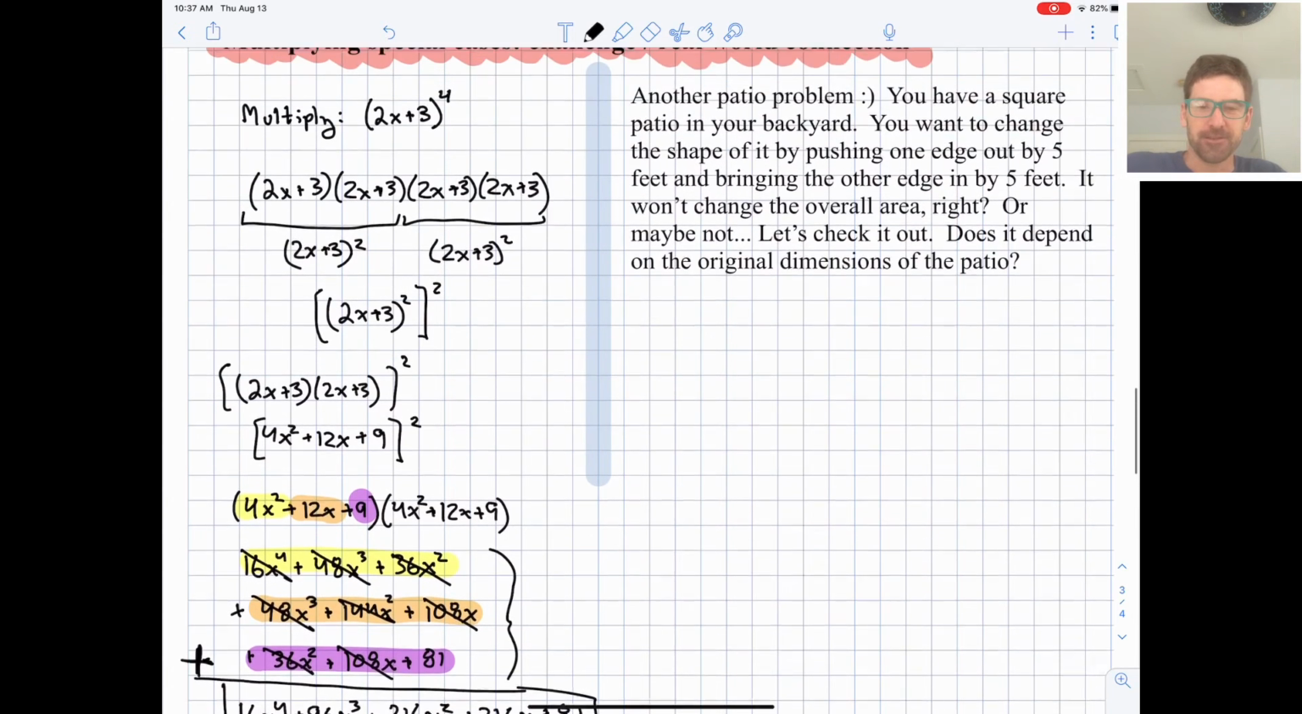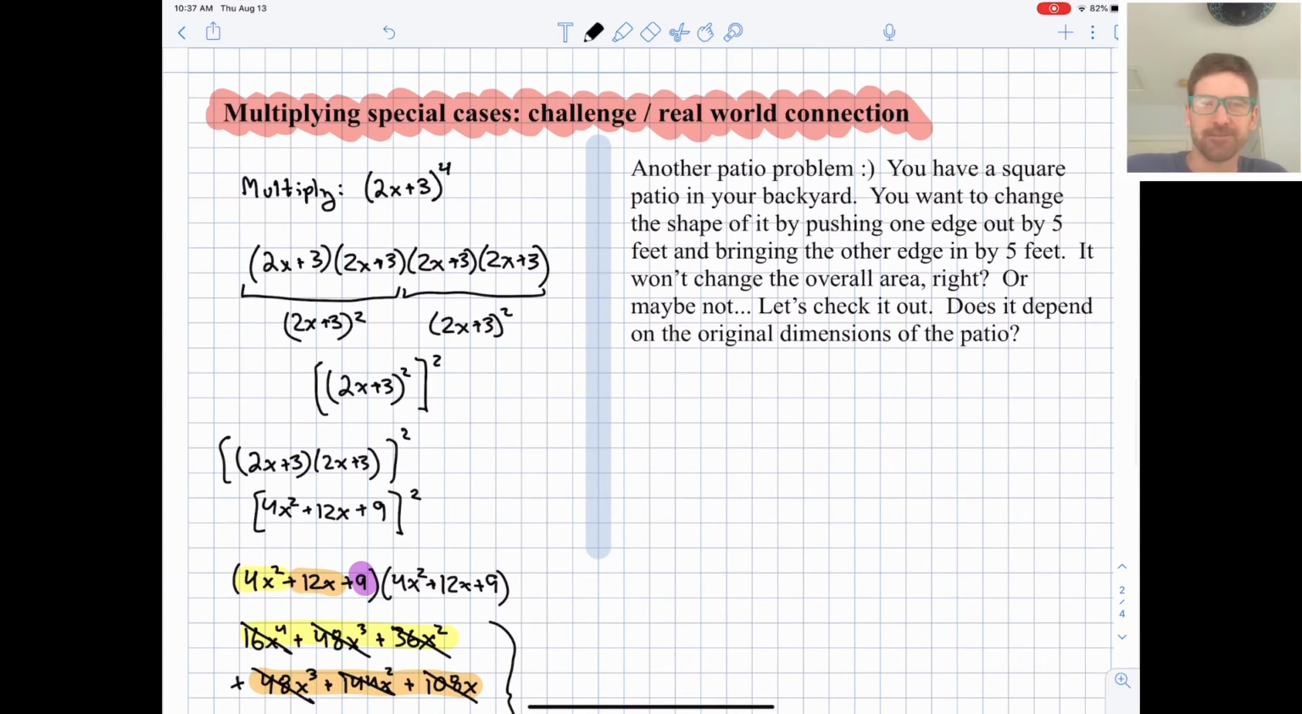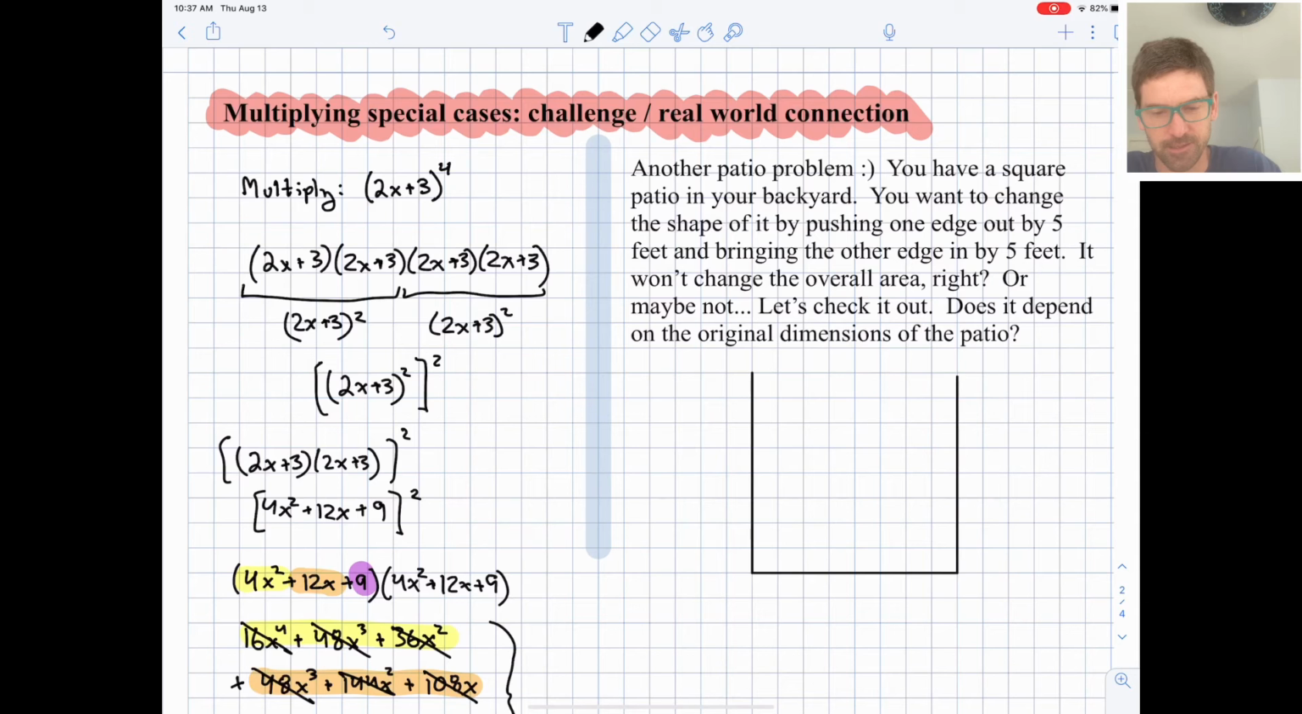All right, let's go to the real world connection problem, another patio problem. I love these guys. You have a square patio in your backyard. Let's draw a picture here. Let's not think of this as being perfectly to scale. Is that even a square? It's pretty close to a square, okay? Each grid square on my graph paper doesn't represent 1 foot or anything. So anyway, we have a square patio in our backyard.